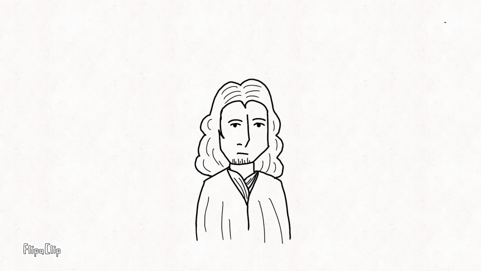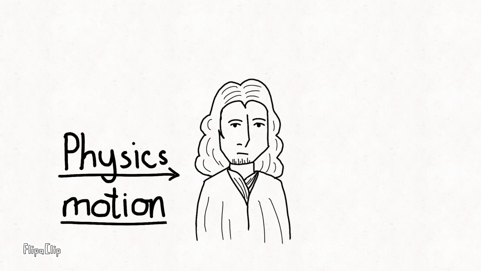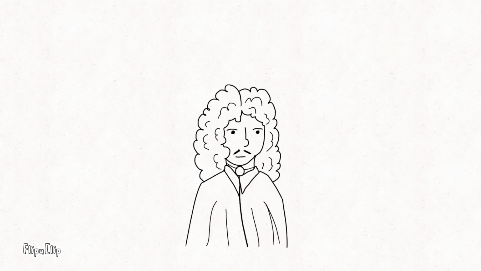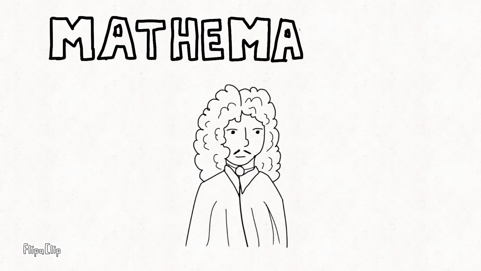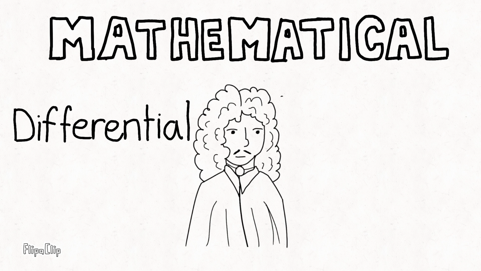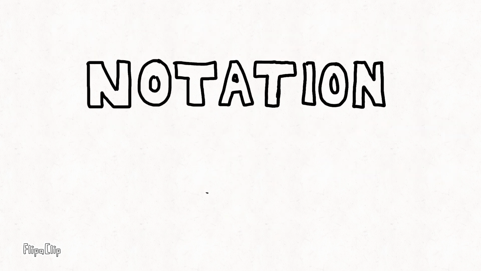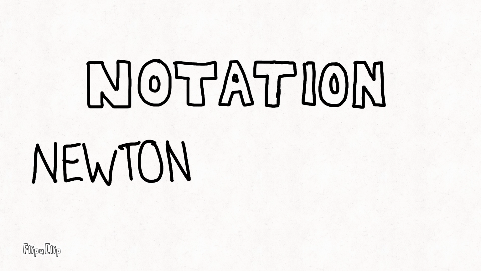Newton first began from his strengths in physics, motion and geometry, then discovered fluxion, which is now the derivative. Leibniz, on the other hand, was more mathematical and dealt more with differentials, especially infinitesimal differences. Their differences clearly manifest through the notations they used to illustrate their methods in calculus.